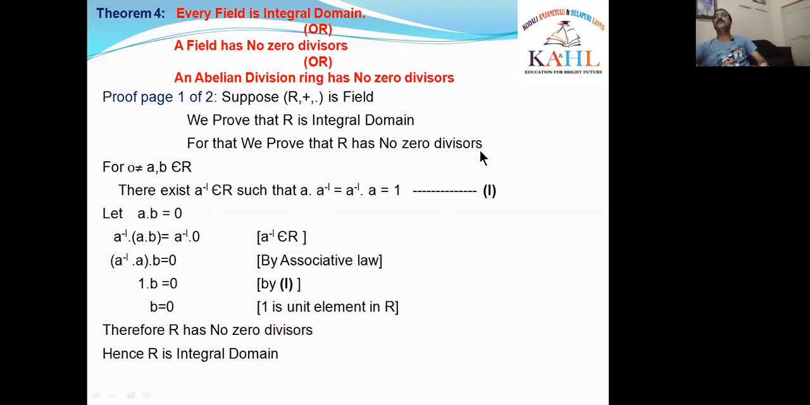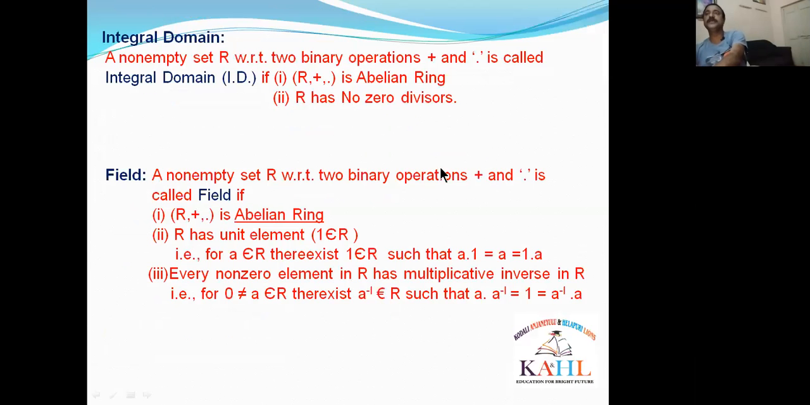It is enough to prove that R has no zero divisors to show R is an integral domain. For that, I take a as a non-zero element and b an element in R. We know that a is a non-zero element in R and R is a field. What is the definition of the field? The third part in the definition of field is every non-zero element in R has a multiplicative inverse. This is the condition.